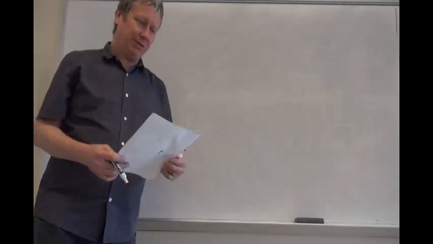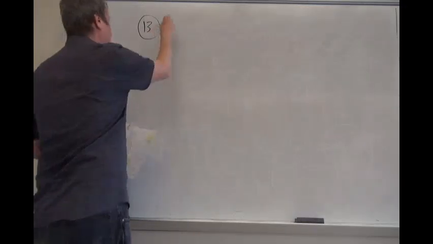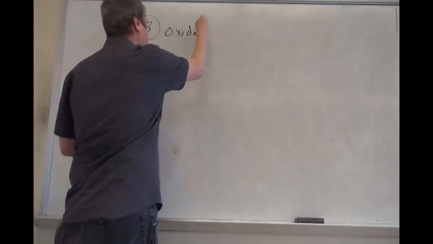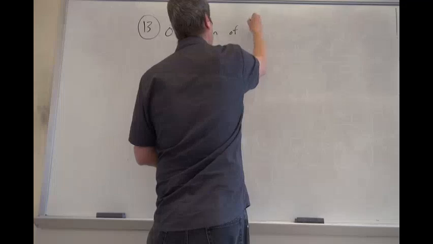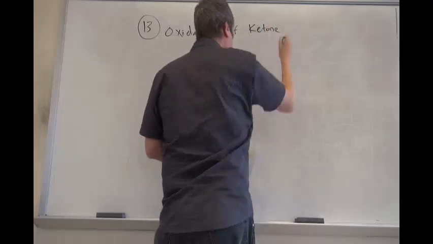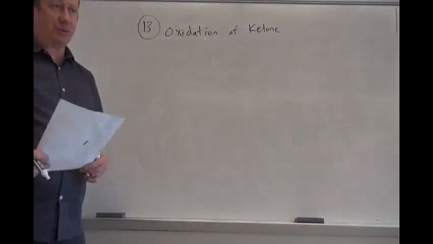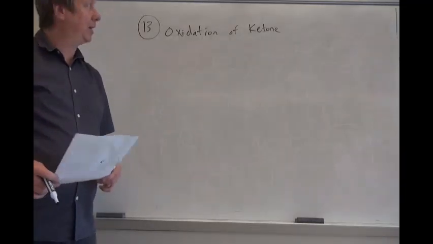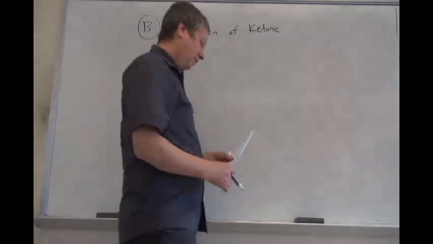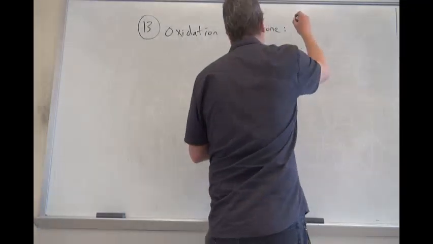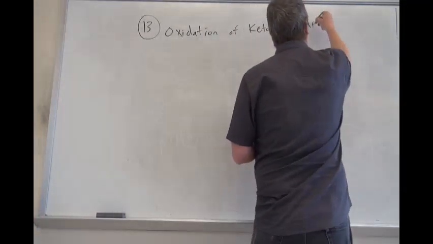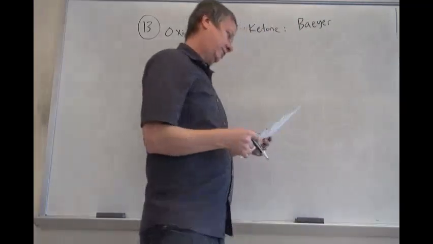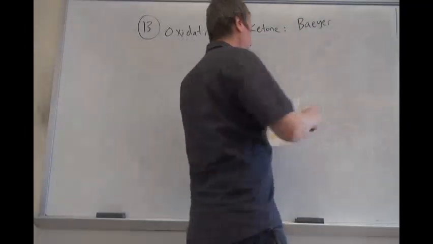Okay, so we've got one last reaction to do for chapter 17. So this is number 13. This is oxidation of a ketone. Oxidation of a ketone, which sounds really weird. Like, how could you oxidize a ketone to a higher oxidation state? And this is the Baeyer-Villiger oxidation.